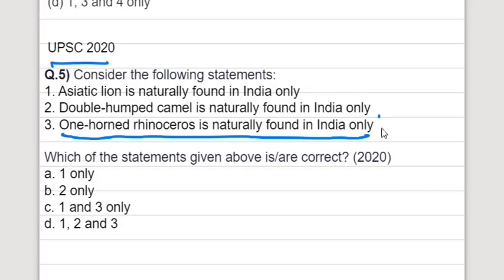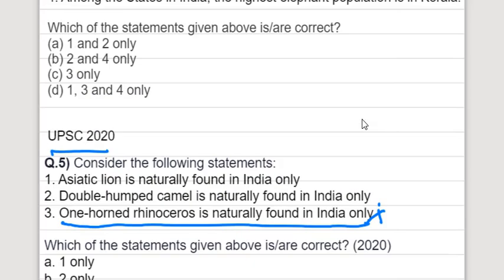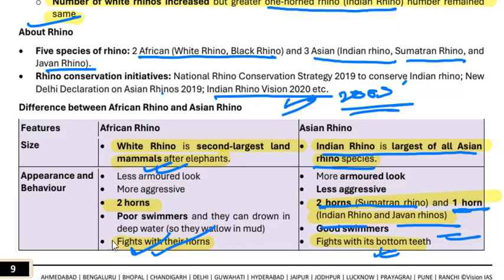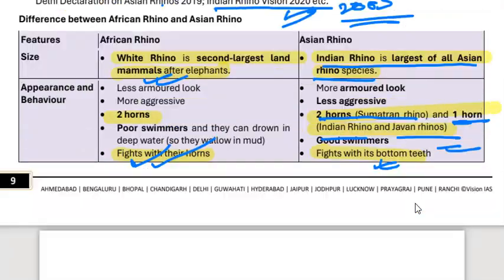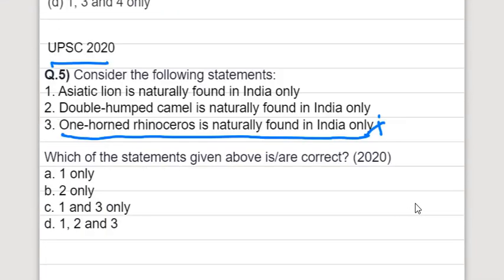This statement, one horn rhino is naturally found in India only, is incorrect. Why? It is written here, one horn rhino is found as the Indian rhino and Javan rhino. So this statement is wrong. Let's consider statement 3, we know it is wrong. Okay, so 1 and 3 are wrong.